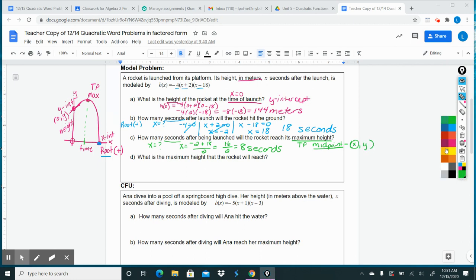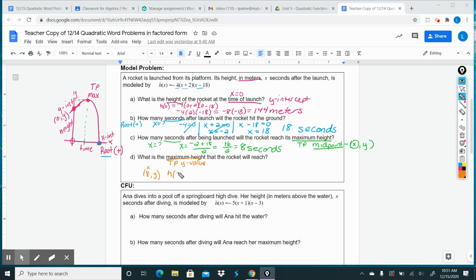And then the last part of this problem is finding the maximum height that the rocket will reach. So what is that maximum height? We are finding the y value of our turning point in this case. To do that, we do need our x value, because we are going to plug in our x value of 8 of our turning point. So we have our turning point at 8, comma, and we need to find our y value. We do so by plugging that x value back into our quadratic function.